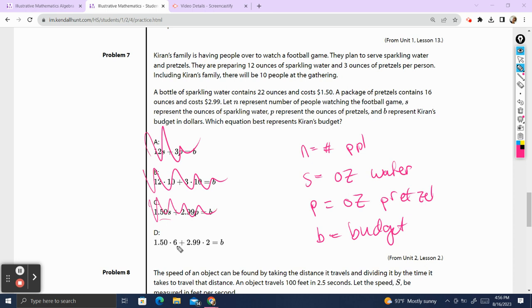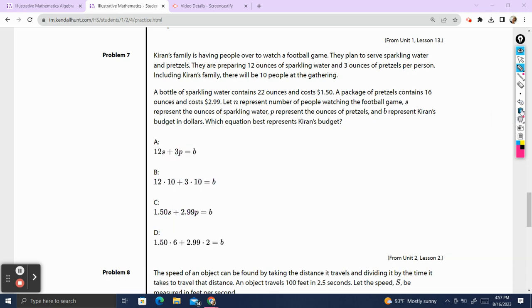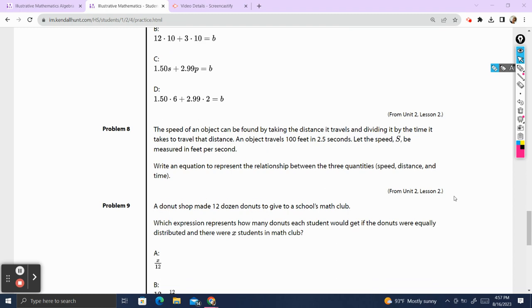150 times 6. Well, let's think of where we got 6 from. Plus 299 times 2 is equal to B. So 150 is the cost, and it looks like they bought 6 bottles of sparkling water, which would make sense. And 299 is the cost of pretzels, and they bought 2 packages of pretzels, also makes sense. And these are both in terms of dollars, so that's going to equal our budget. So D is the only one that makes sense in this context. Let's go on to the next question.